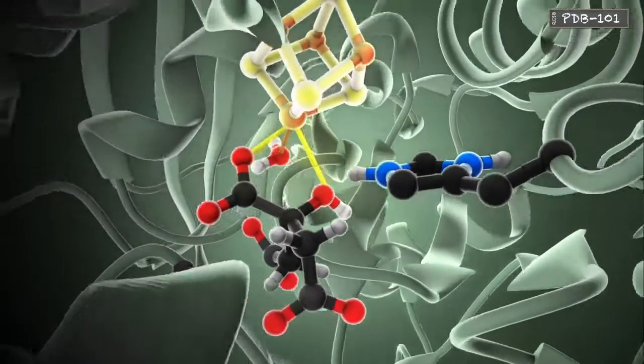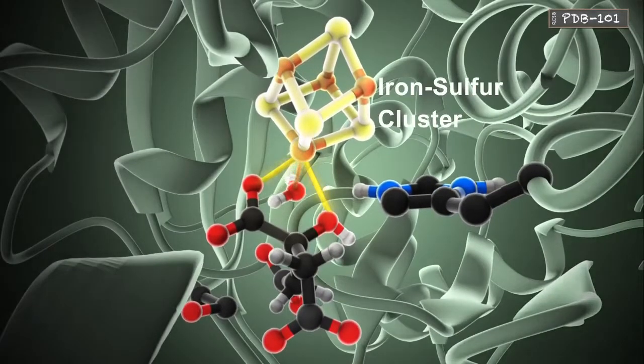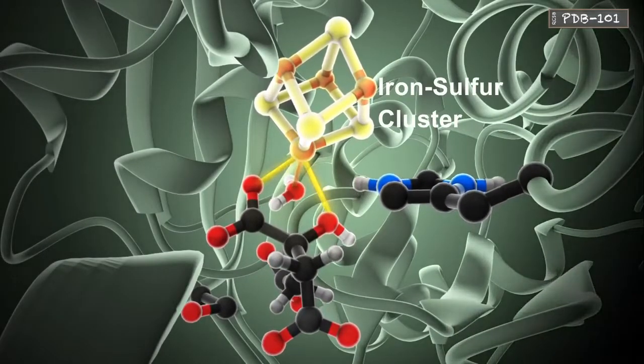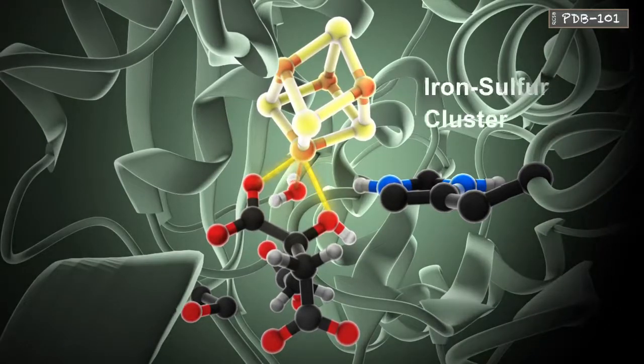The active site of aconitase also contains an iron-sulfur cluster that stabilizes the substrate electrostatically and helps to position it relative to the catalytic residues.